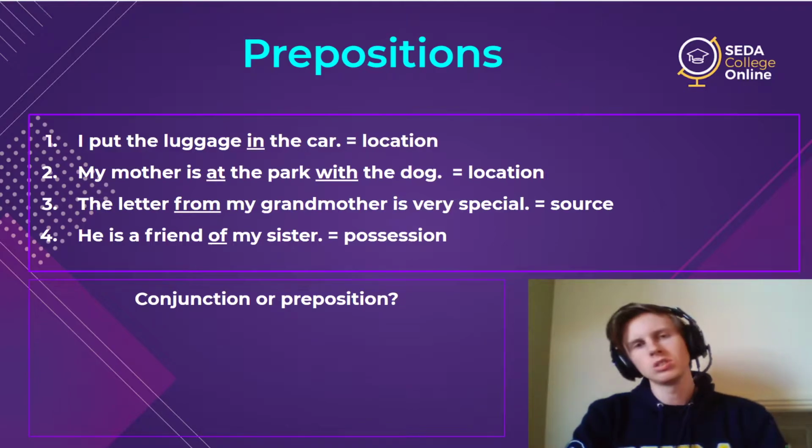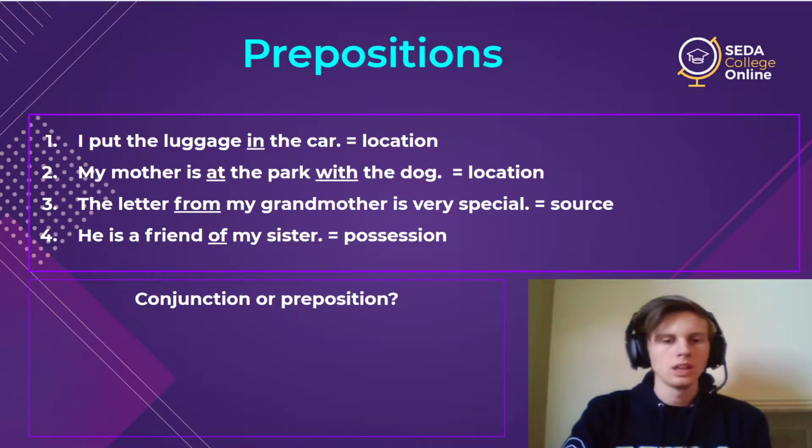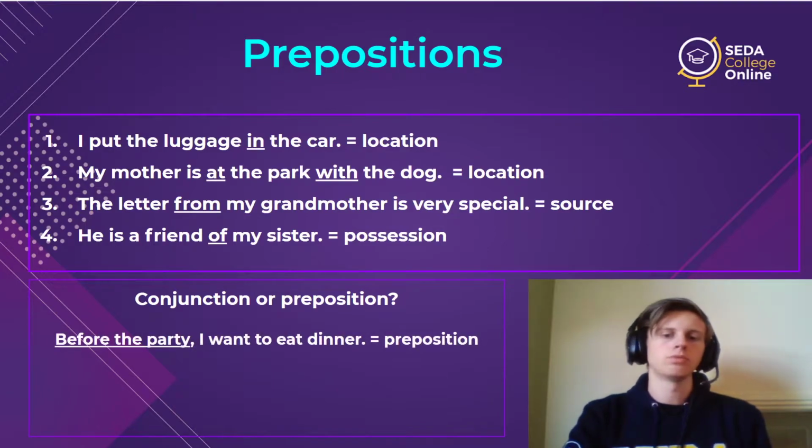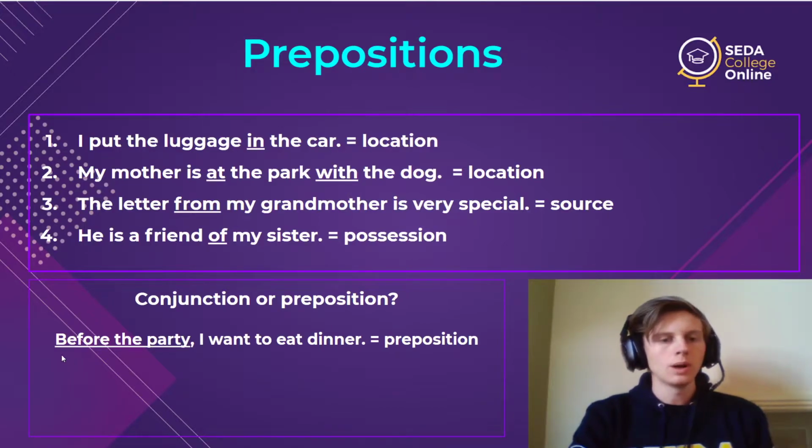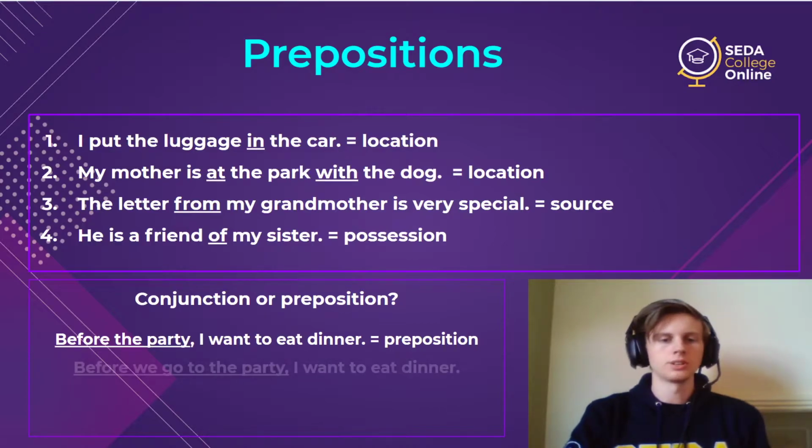Is it a conjunction or a preposition? What do you do? Well, basically you have to look at the structure of the sentence. So, for example, here: before the party, I want to eat dinner. This one's a preposition. Why? Well, because we have the phrase here, before the party, and there's only a noun. That's it. There's just a noun in this phrase, so I know it's a preposition.